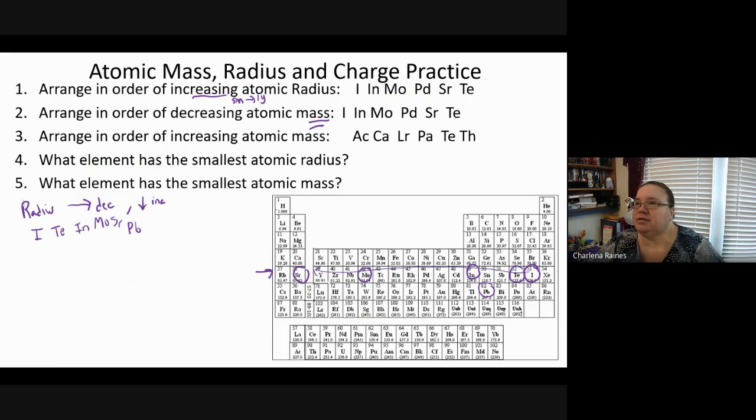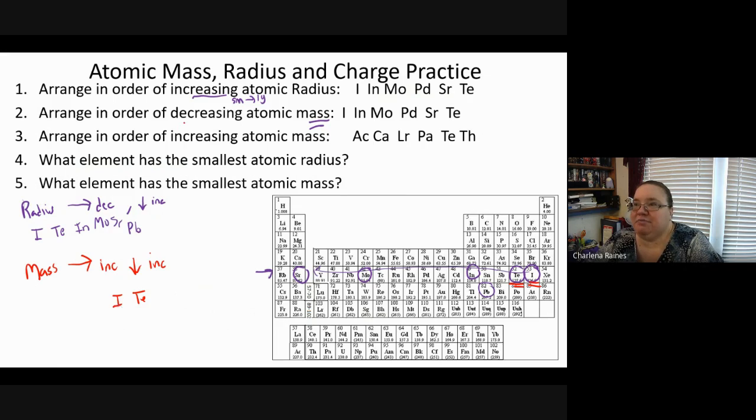Switching colors because I'm switching trends. So my mass, remember I can read that on the table, but in general, we increase across and we always increase down. And the tricky one for my mass in this particular example is that tellurium and that iodine, because that is one of the few times that we have a decrease in mass. So tellurium is actually more massive than iodine, but I can actually see that on the table.